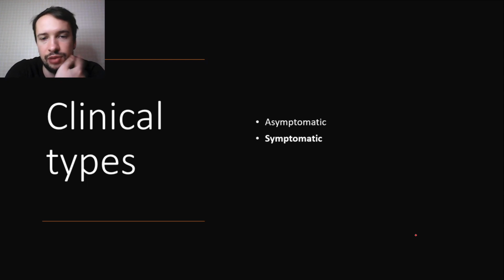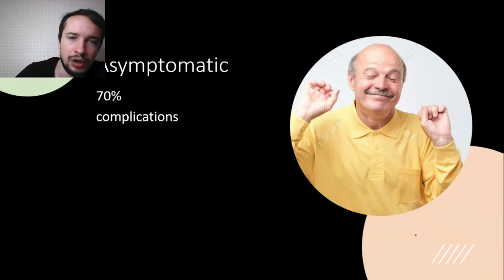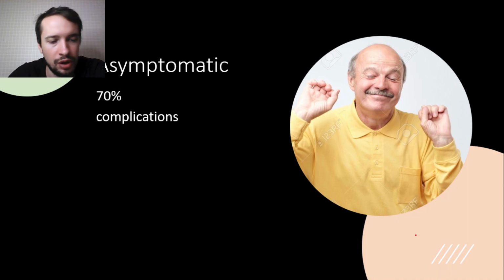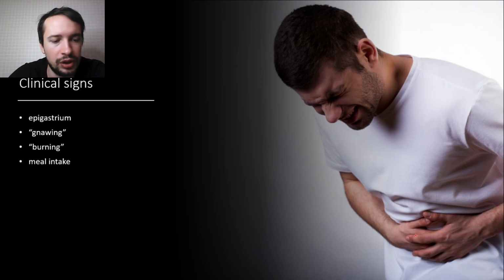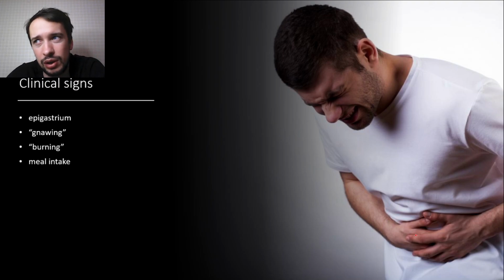Clinical types: asymptomatic and symptomatic. When we talk about asymptomatic, up to 70% of patients with peptic ulcers don't experience symptoms. Patients who take NSAIDs are more likely to have asymptomatic ulcers and often present with complications. Now the clinical signs, because patients with clinical signs don't tend to lead to complications.